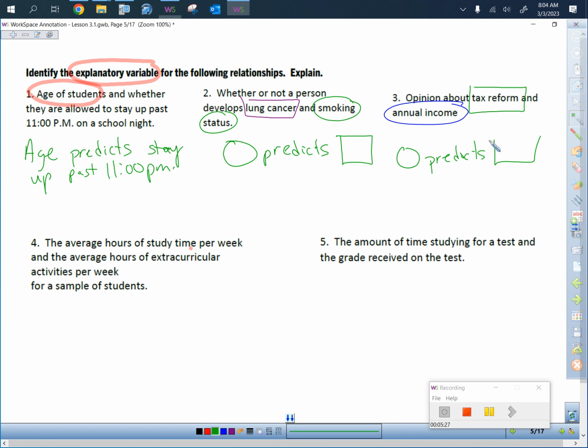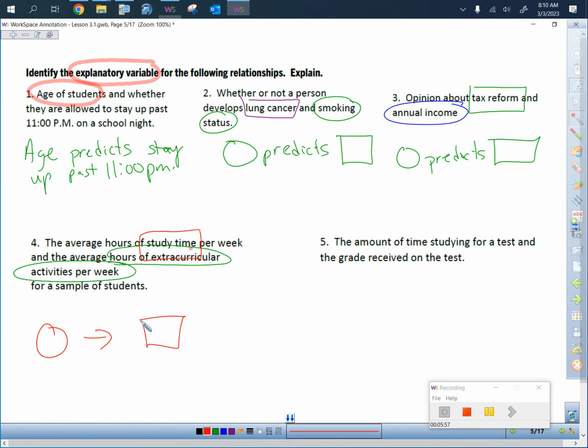I'll let you try 4. The average hours of study time per week and the average hours of extracurricular activities per week. Which one would help predict the other one? Circle the explanatory variable. Yeah, I would say that the hours in extracurricular activities would help predict how much study time you have. Right? So on all of them, it's circle predicts box in that situation.